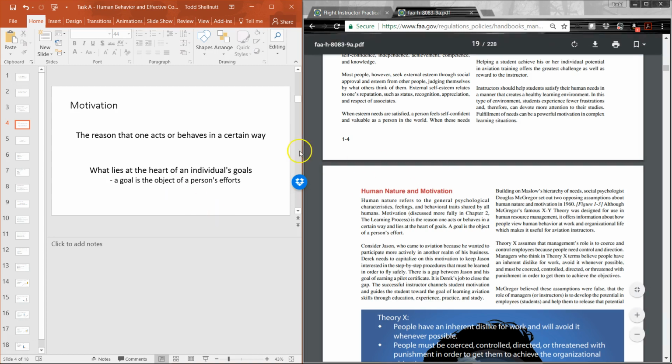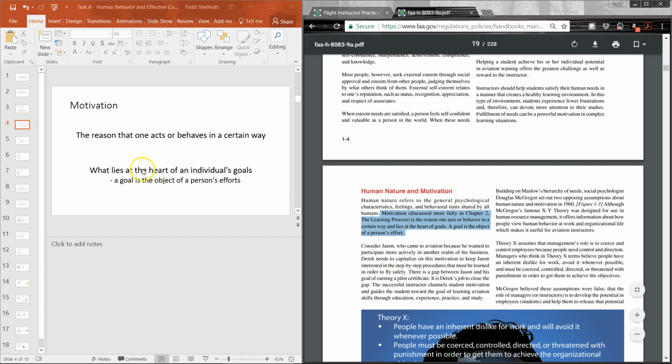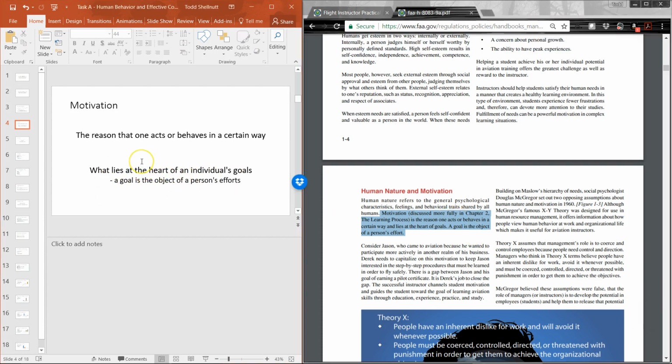And of course, you can see here that motivation is the reason that one acts or behaves in a certain way, and here's the definition for that. I actually thought this whole thing was worth talking about, and that's the reason why I put that whole verbiage in my PowerPoint. So we've got the slide on motivation, and you talk about it being the reason why one behaves in a certain way.